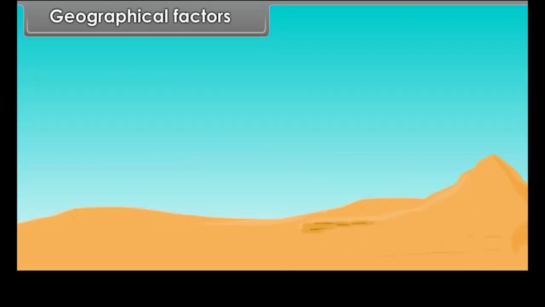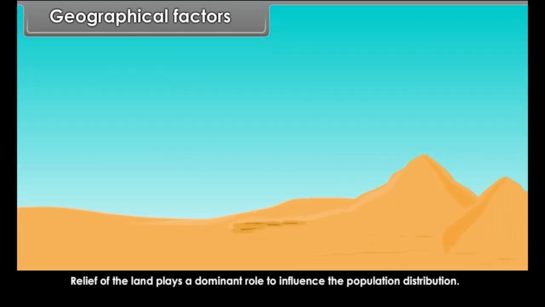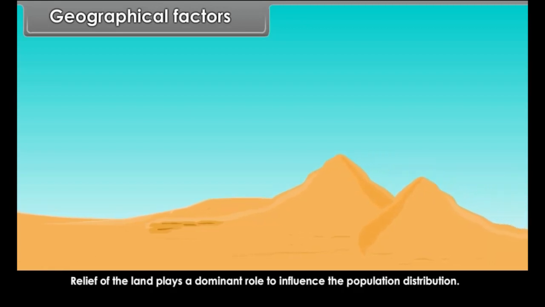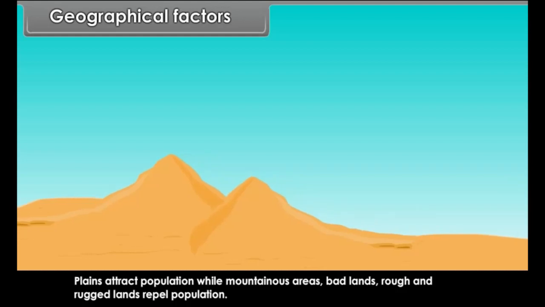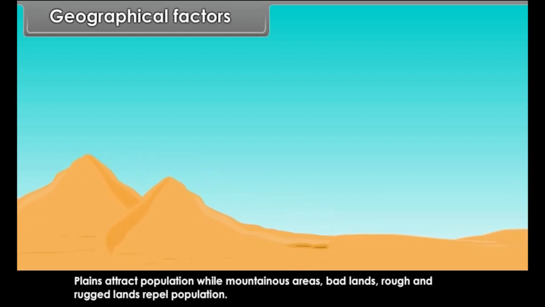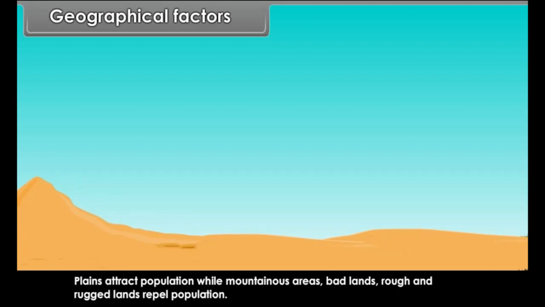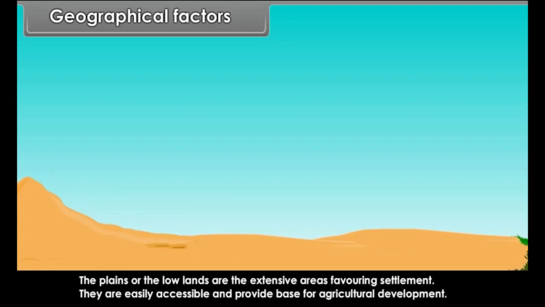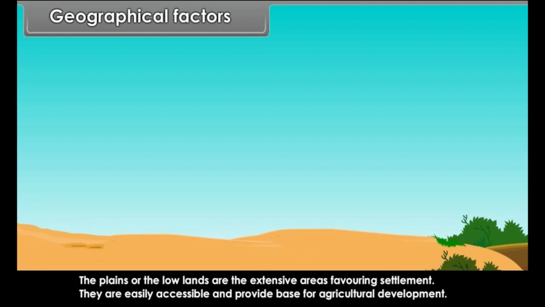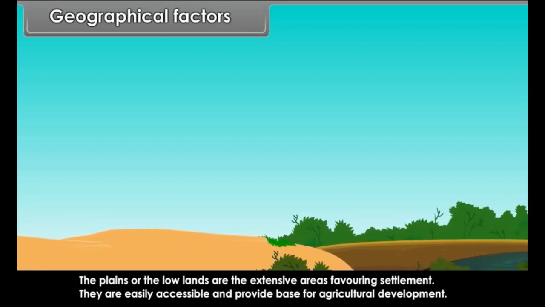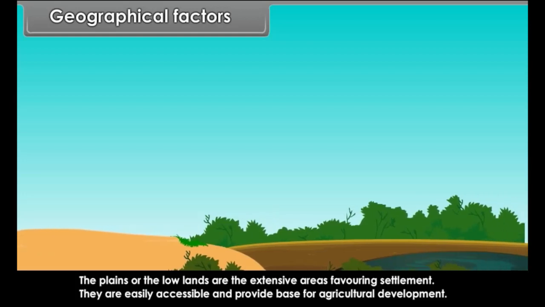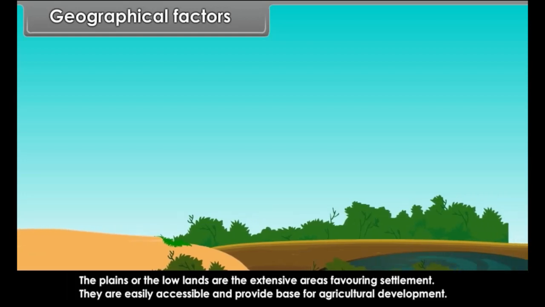Relief features. Relief of the land plays a dominant role to influence the population distribution. Plains attract population while mountainous areas, bad lands, rough and rugged lands repel population. The plains or the lowlands are the extensive areas favoring settlement. They are easily accessible and provide base for agricultural development.